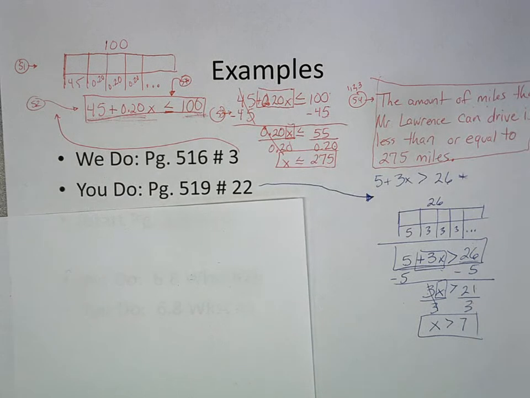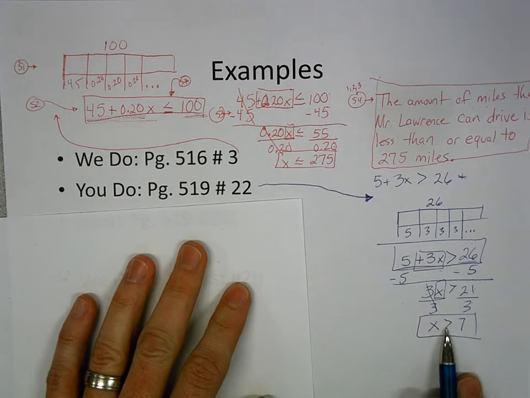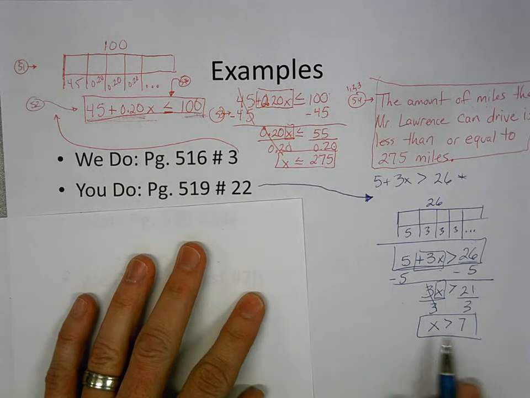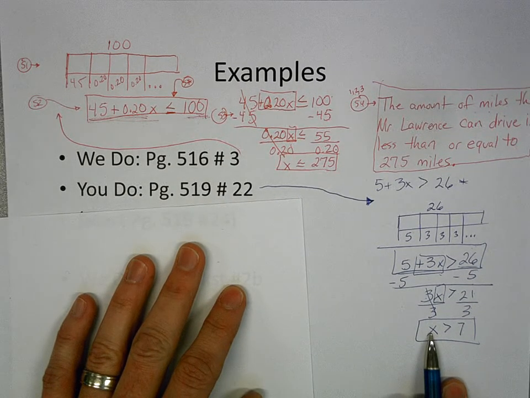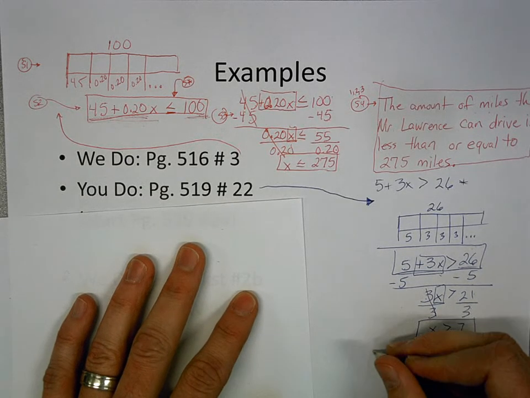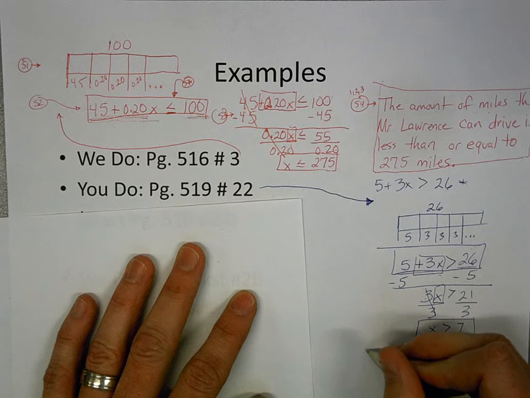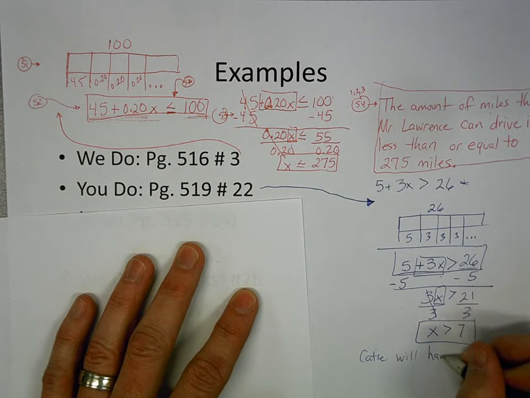Now comes the interpretation. Remember, I put 1, 2, 3 here because we're going to find out what x is, what that sign is, and what 7 is. So x, remember, reread the question if you need to. It says, find the number of hours she will have to babysit. There it is. So her name was Katie. So Katie will have to babysit.